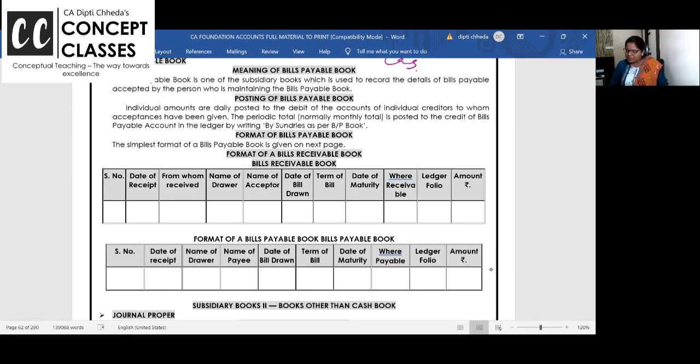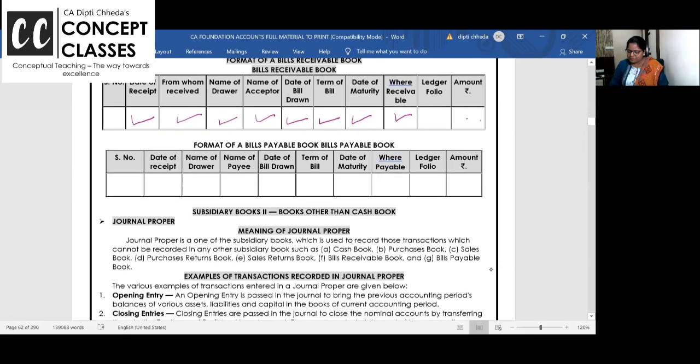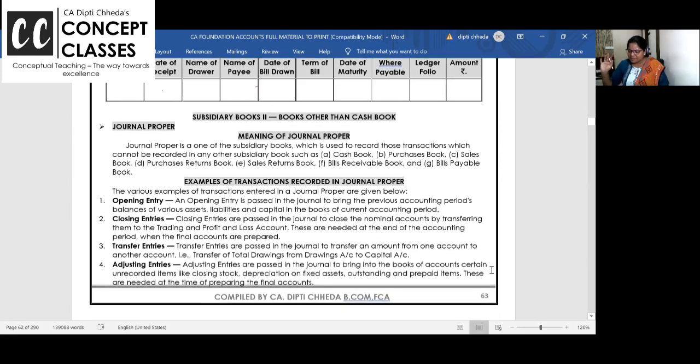Okay? So how does the bills receivable book look? Date of the receipt, from whom you have received. Name of the drawer, that is our debtor. Name of acceptor. Date of the bill. Term of the bill, 2 months, 3 months, 1 week. Date of maturity. Have you received this? And then amount. Same way bills payable: date of receipt, drawer and all. So just know that you have these subsidiary books.